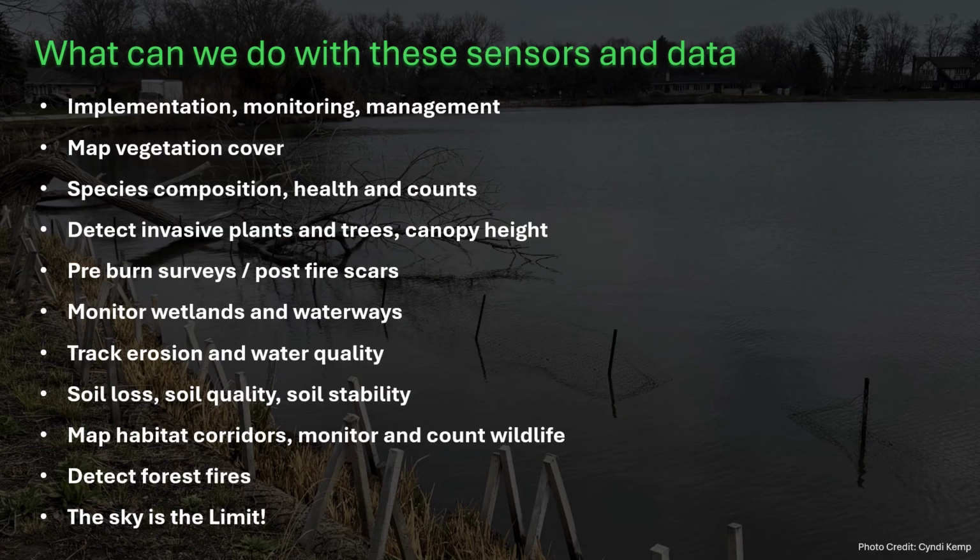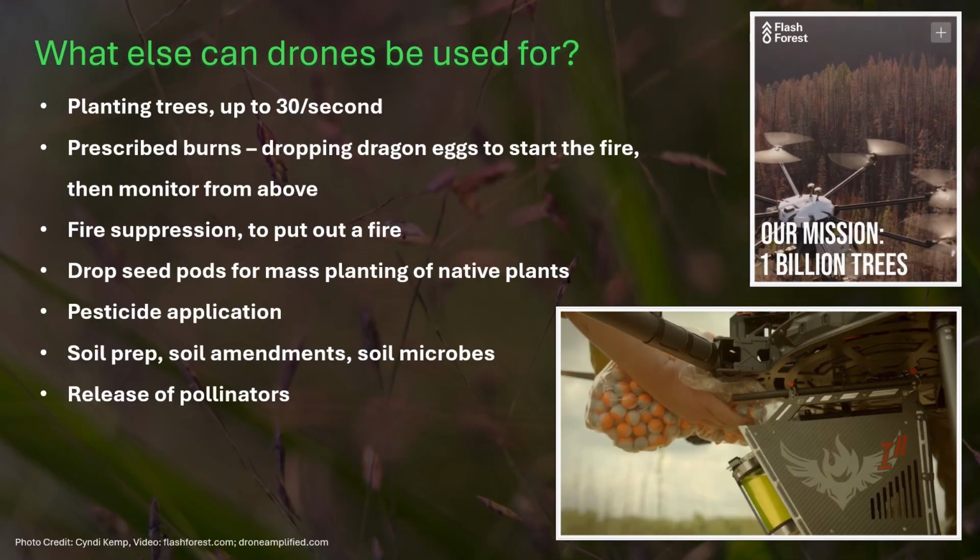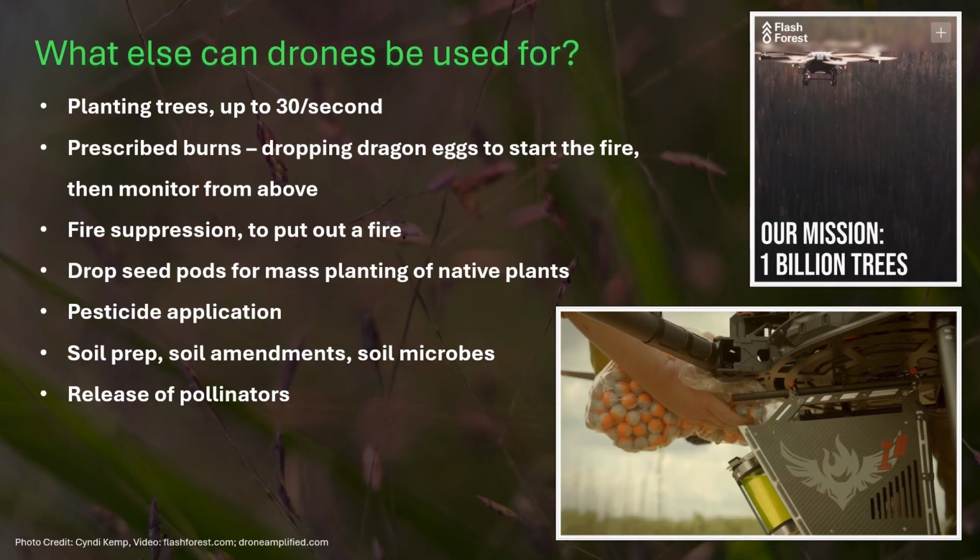The sky really is the limit on what we can do with these drone sensors and data. We can implement, monitor, and manage our projects, map vegetation cover, determine species composition, health, and counts, detect invasive plants and trees, identify canopy height, do pre-burn surveys, post-fire scar monitoring, wetlands and waterways, tracking erosion and water quality, soil loss, soil quality, soil stability. We can map habitat corridors, monitor and count wildlife, detect forest fires, and this really is just the tip of the iceberg. And drones can be used for many more things related to ecosystem restoration.